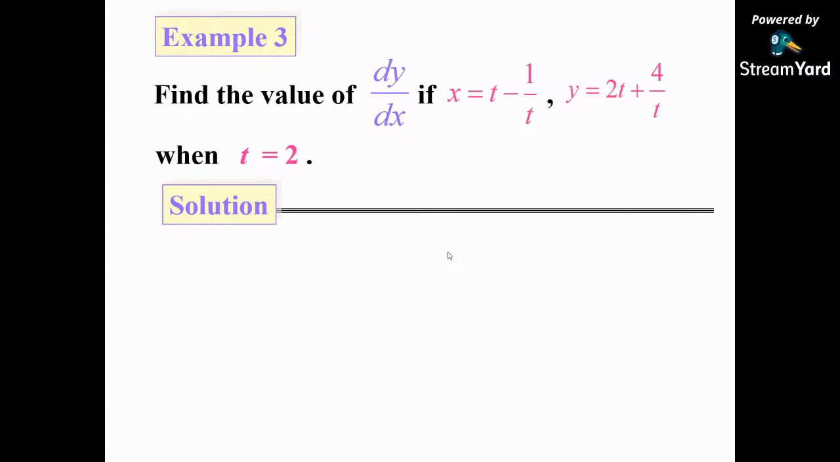So let us go to example 3 then. Find the value of dy over dx if x is equal to t minus 1 over t, y is equal to 2t plus 4 over t, when t is equal to 2.